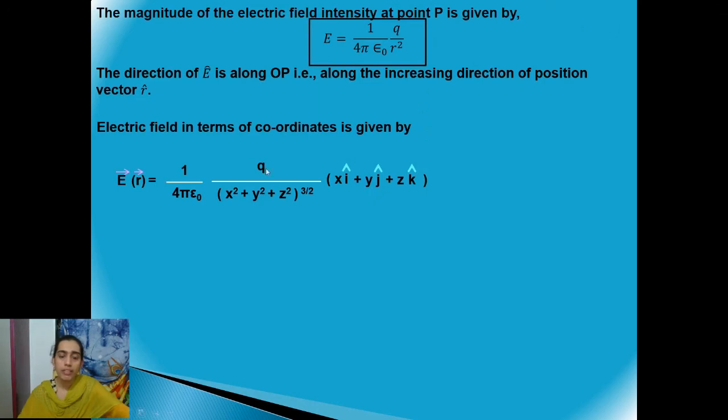In terms of coordinates, if we express the electric field, then we can express it as vector E equal to 1 over 4 pi epsilon naught q divided by, instead of that position vector r, we can replace it by the coordinates as (x square plus y square plus z square) whole to the power of 3 by 2 into (x i cap plus y j cap plus z k cap). So this is how we can express electric field in terms of coordinates.